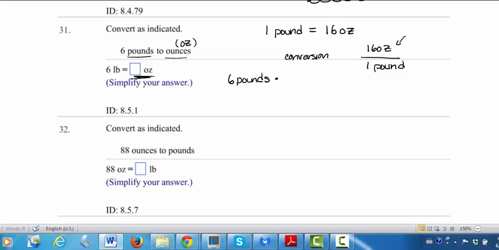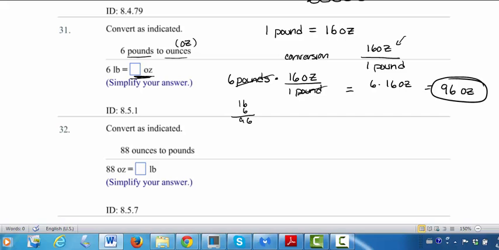Now remember, this conversion factor equals 1, because 16 ounces is the same as a pound, it just has a different name. So that's essentially multiplying it by 1, so we're not changing the value. So 16 ounces over 1 pound. And again, with dimensional analysis, our pounds cancel. So we simply have 6 times 16 ounces, which if I did the math, 6 times 16 is 96. So that equals 96 ounces. So there's 96 ounces in 6 pounds.